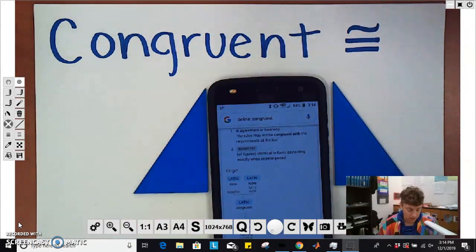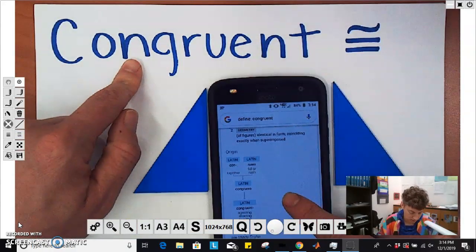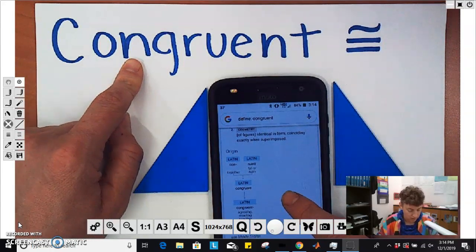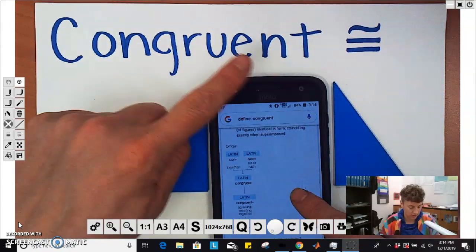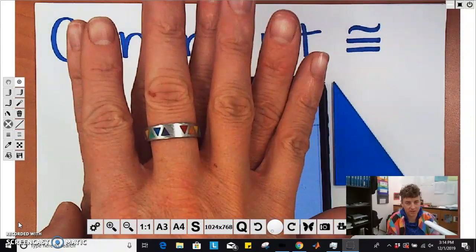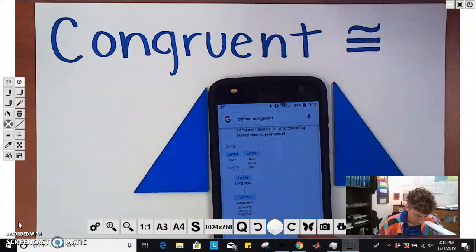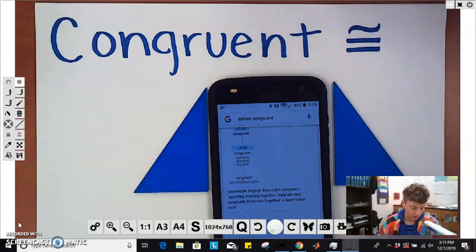Where does this word come from? Latin, of course. Con means together, and ruere, R-U-E-R-E, means fall or rush. So you're falling or rushing together. Ooh, but my hands are not congruent, so that doesn't work. From late Middle English, from the Latin congruent, agreeing, meeting together, from the verb congruere. Sounds like Frenching it up a little bit. Yeah, so to fall or rush together. It's kind of beautiful. I'm into it.